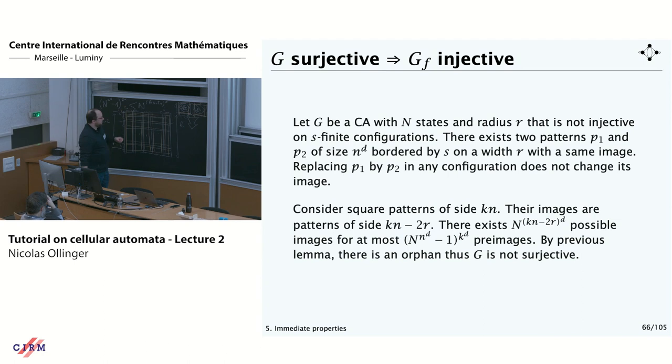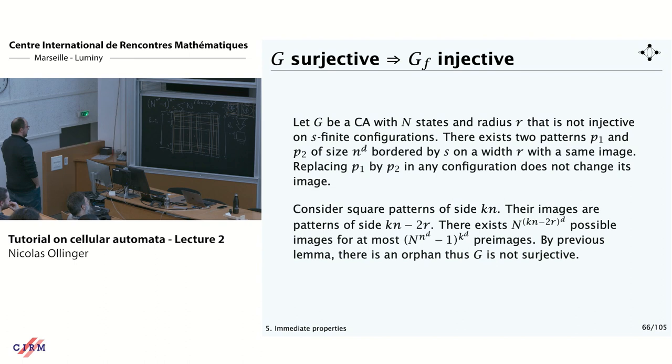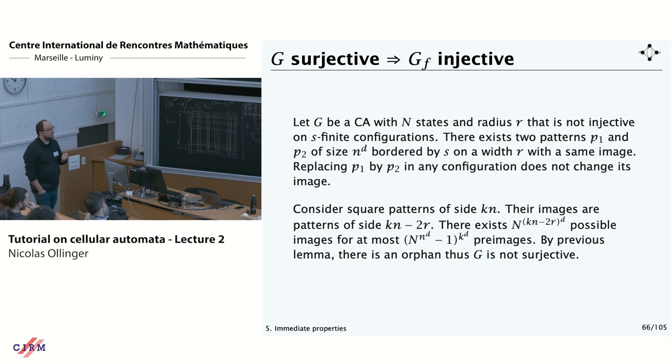So n by n goes to n minus r by n minus r, because the local rules cannot compute what's on the borders of your finite configuration. The size, of course, is n to the d, because we are in dimension d. So it's n to the d on each side, bordered by radius r, border filled with s. If you take any configuration where P1 appears, you can replace it by P2, and you obtain the same image.